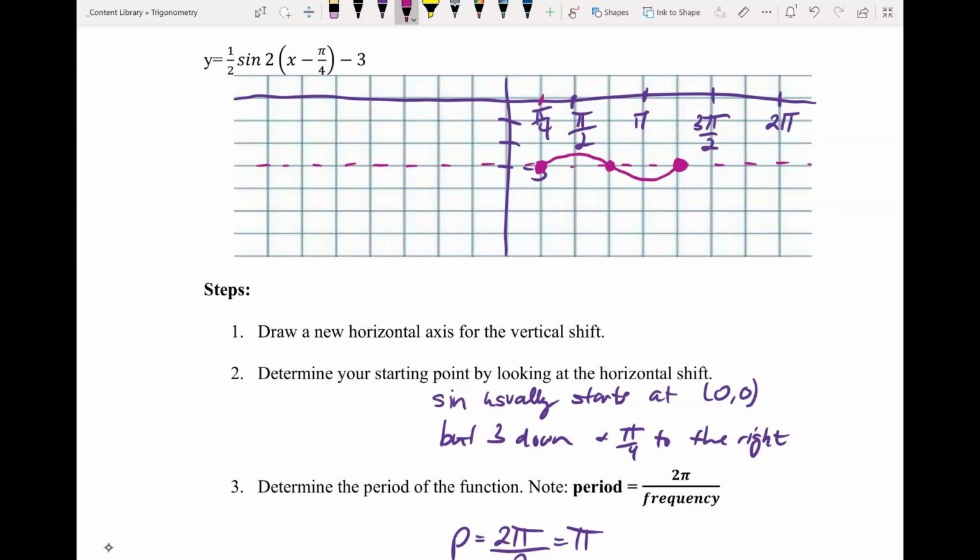That is one full period already. Remember, from the starting point, we have to go up and then down and then back for one full period. It's going to look something like that. You could draw more periods if you want to, but it's not necessary to draw more than one period.